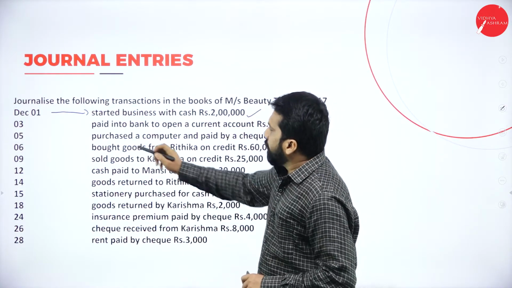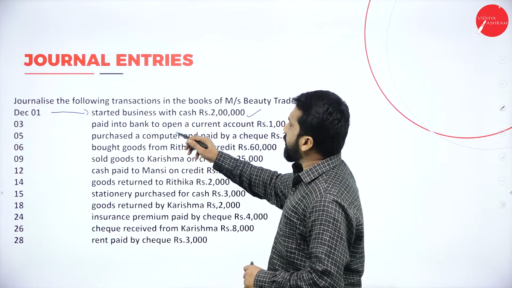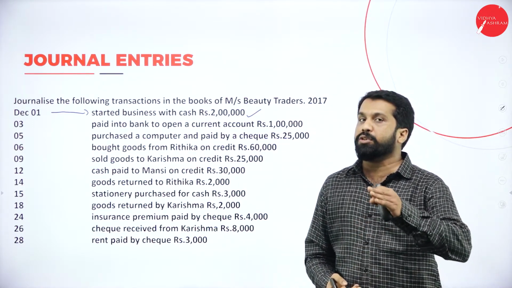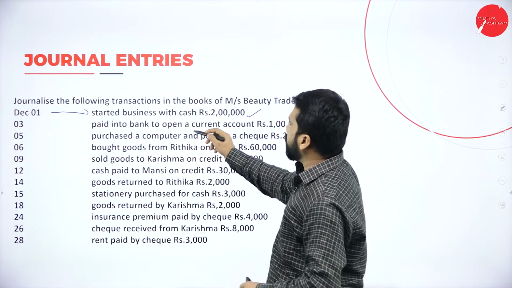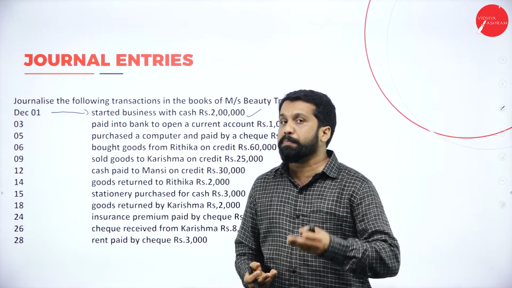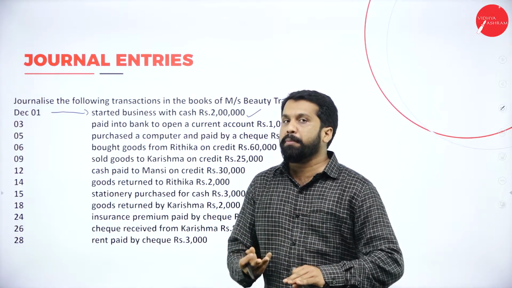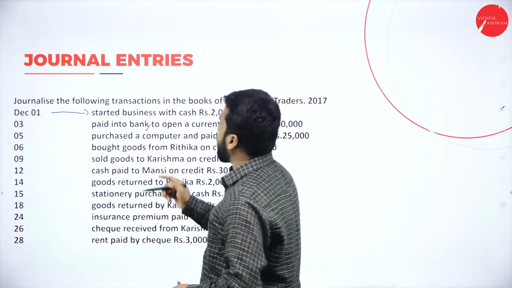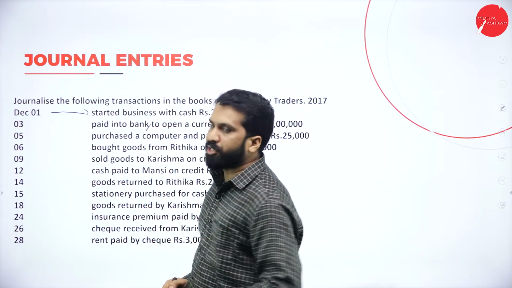Now, December 3rd, paid into bank. Are you receiving or paying? You are paying. Cash should be down. Paid into bank to open a current account. Are you receiving or paying? You are paying. Cash should be down. Where are you paying? You are paying to bank. Very simple. Bank account debit to cash. It is 1 lakh.